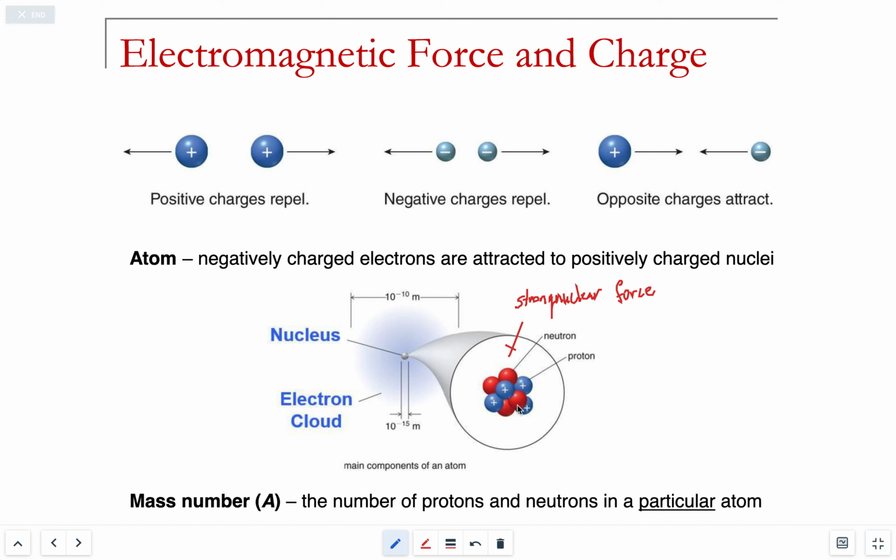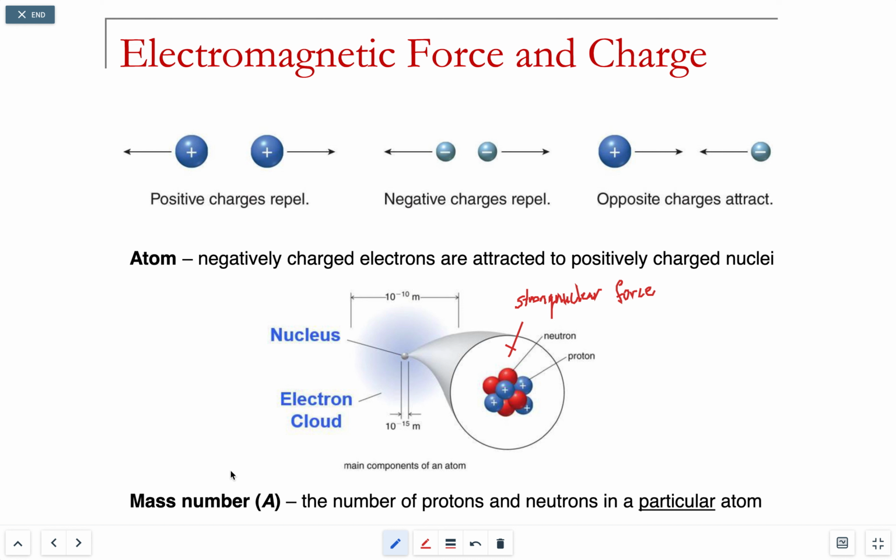The other thing is some nuclei are more stable than others, and you need to have neutrons to space out the positive charges, because the closer the positive charges are to one another, the greater the electromagnetic force for repulsion. So that's one thing that the neutrons are doing, is sort of spreading the protons out apart in the nucleus.